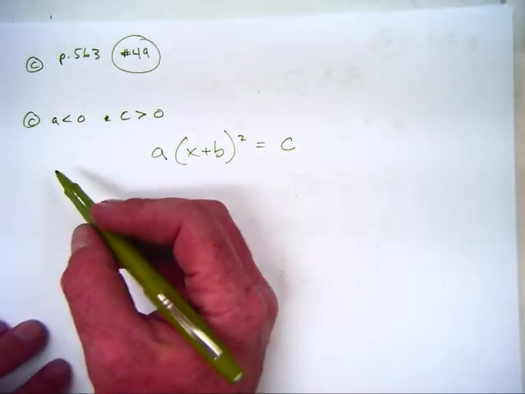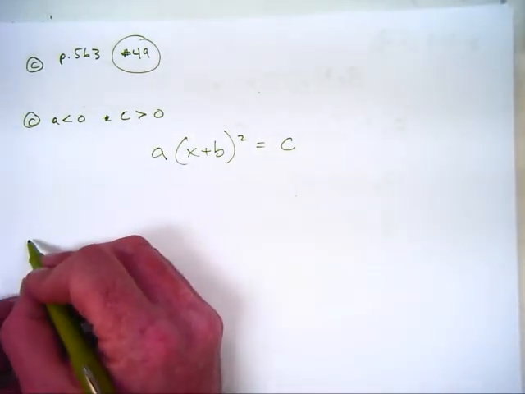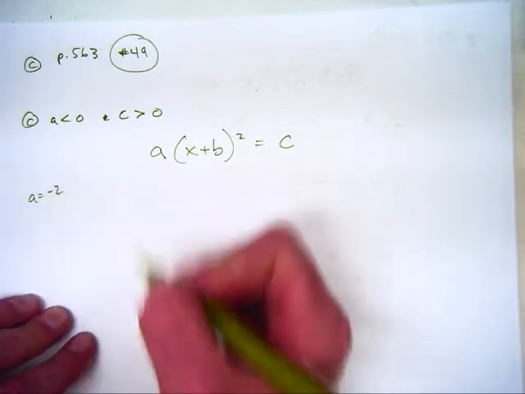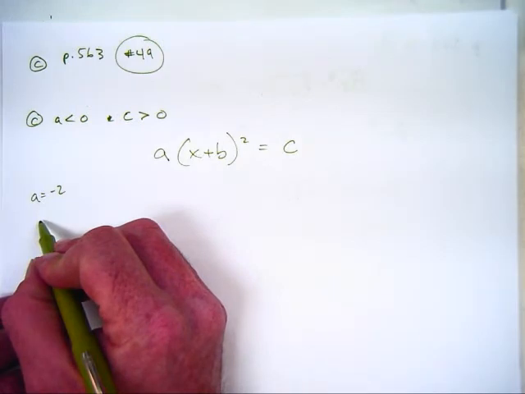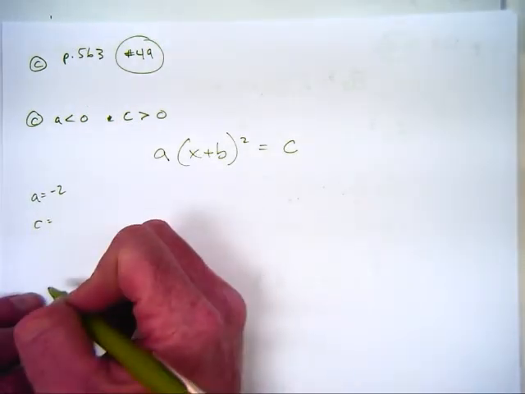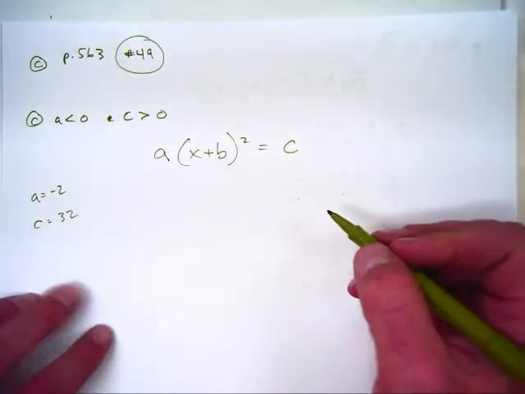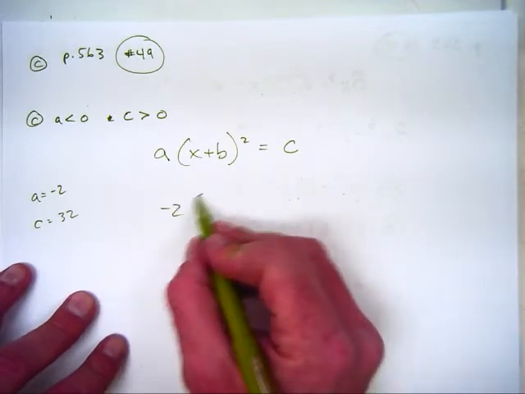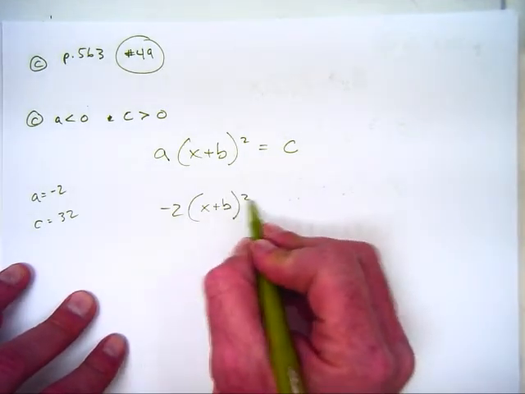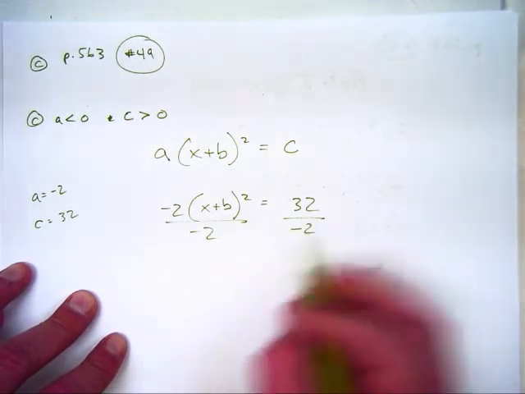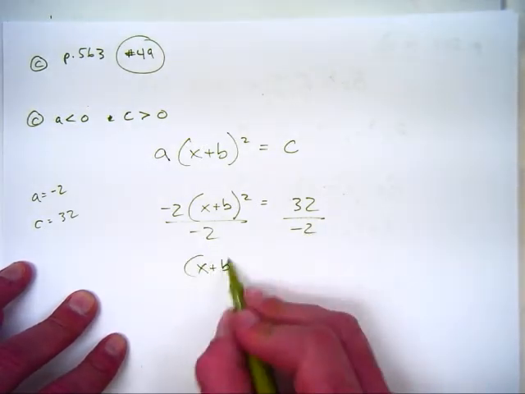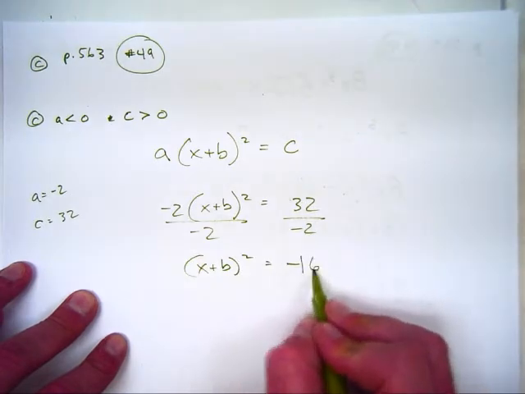Now let's say A has to be less than 0. Let's call A negative 2. Let's say C has to be greater than 0. Let's call C 32. So we get negative 2, x plus b, quantity squared equals 32. If I divide by negative 2, I get x plus b, quantity squared equals negative 16.